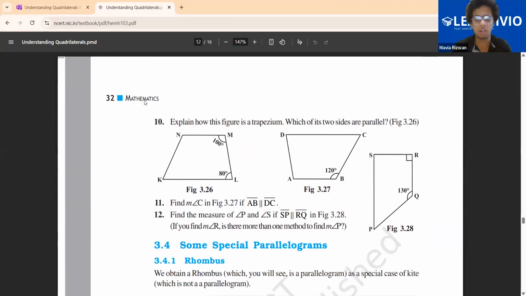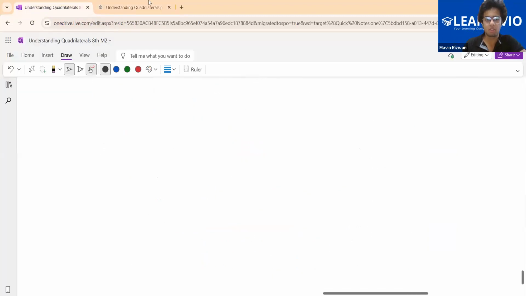Okay, now I'll tell you question number 10. They are saying: explain how this figure is a trapezium. Which of its two sides are parallel? They have given figure 3.26, and they're asking us to explain how this is a trapezium.